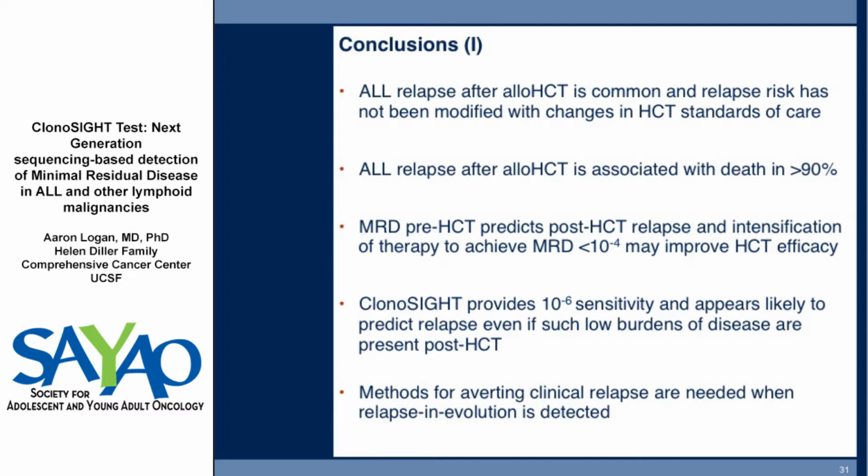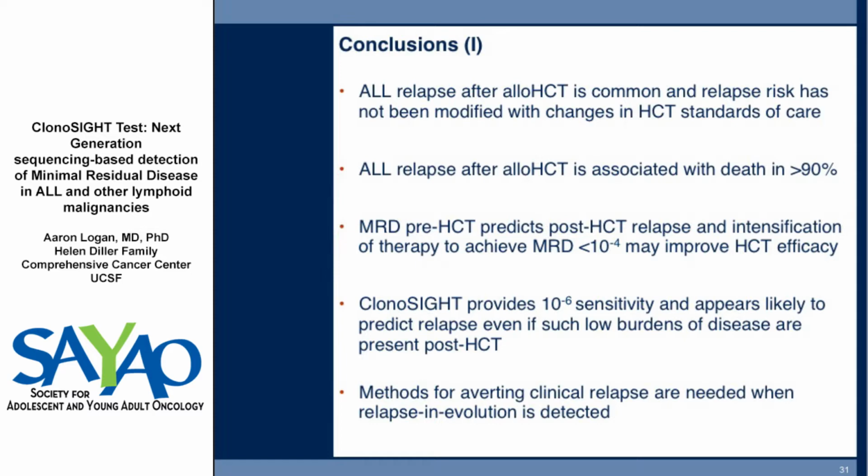MRD quantification prior to transplant predicts the risk of post-transplant relapse. And intensification therapy to achieve less than 10 to the minus 4 disease prior to initiation of conditioning is very likely to be associated with improved transplant efficacy. And I think that's a very important point. We've shown that the ClonoSIGHT methodology from Sequenta does provide 10 to the minus 6 sensitivity, and that appears to predict relapse even when there are low burdens of disease present after the transplant.